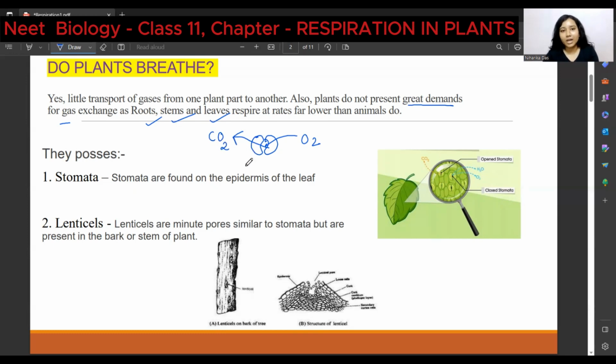Similar minute pores are also present in case of the bark or the stem of the plant. They are called the lenticels. So the stomata and lenticels are helping them in breathing, rather we can say exchange of gases.